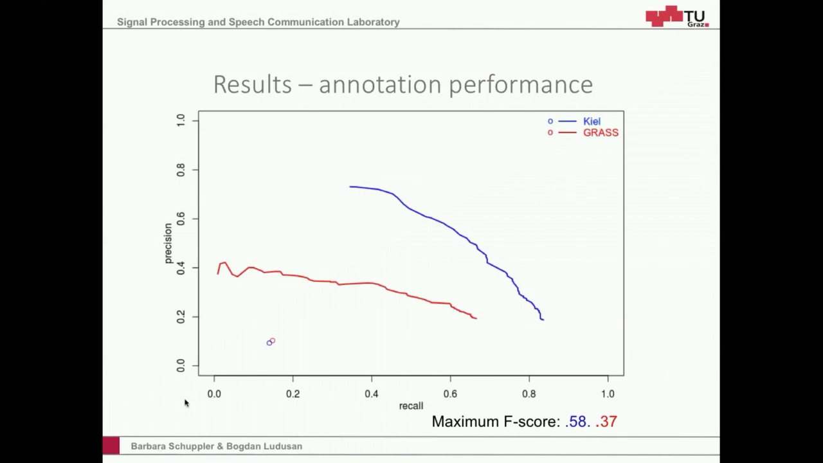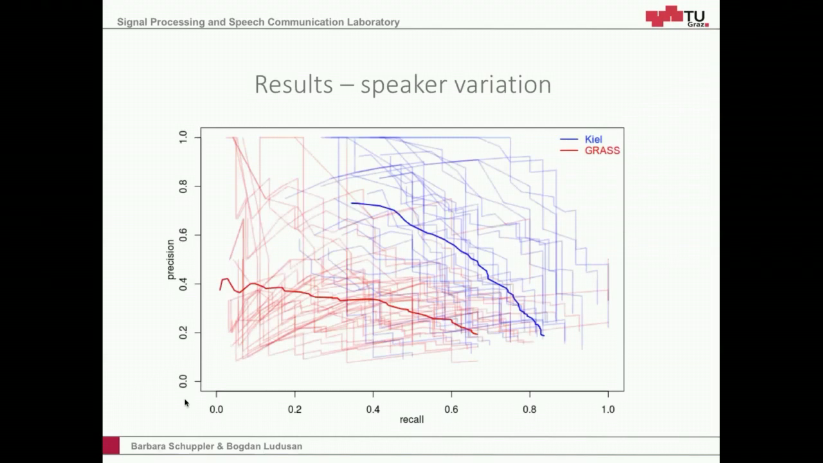Next, we looked into speaker variation. So here you see separate lines for each individual speaker of the two corpora. And what becomes very obvious is that within one corpus, there is more variation than the difference in performance between the two.